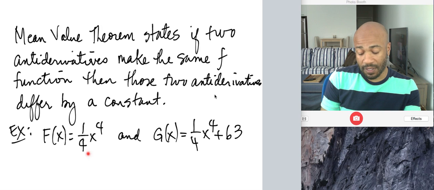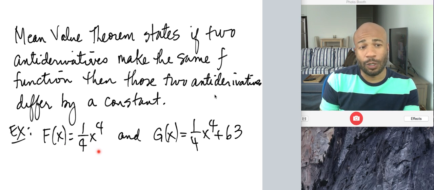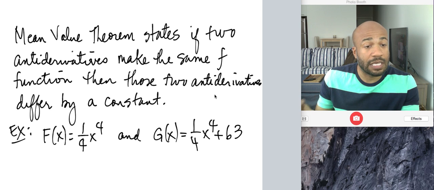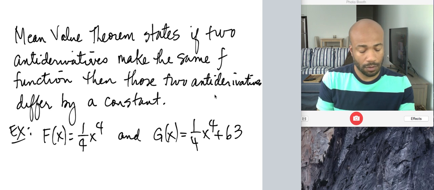So in terms of this, if I were to graph this one, big F of x is equal to 1/4 x to the fourth. That would start at the origin, and then this one would just be 63 units up on the y-axis. So it's the same function, just moved away.